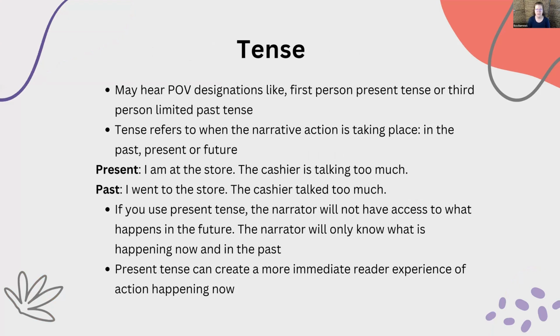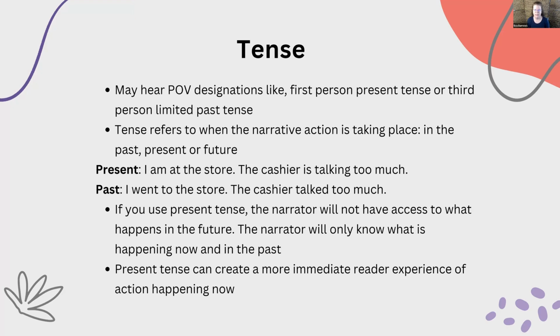So tense, you might hear point of view designations like first person present tense or third person limited past tense. Tense here refers to when the narrative action is taking place. That could be in the past, in the present, or the future. And just a quick reminder, first person present tense might sound like: I am at the store, the cashier is talking too much, so it's happening right now. Or in past tense: I went to the store, the cashier talked too much.